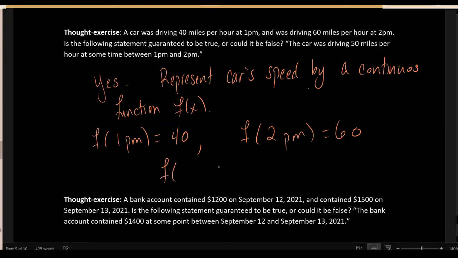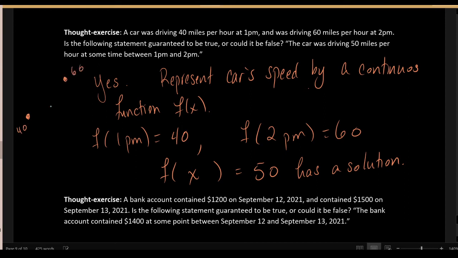And the speed that they're interested in, 50, is between 40 and 60. So that speed of 50 miles per hour was achieved at some time between 1 p.m. and 2 p.m. This is a result of the intermediate value theorem. At time 1 p.m., the car was going 40 miles per hour. At time 2 p.m., the car was going 60 miles per hour. Who knows exactly what it was doing, but at some point, in order to get from 40 to 60, it had to accelerate through 50 miles per hour.